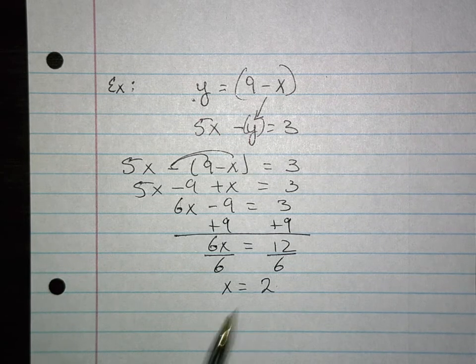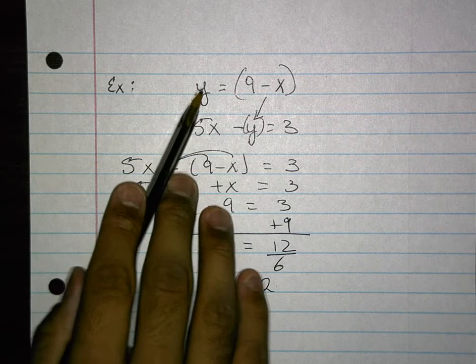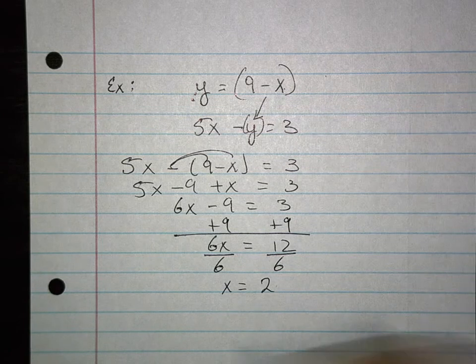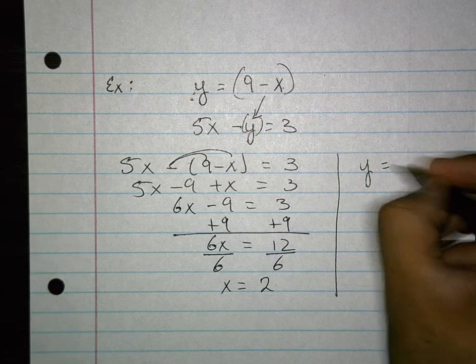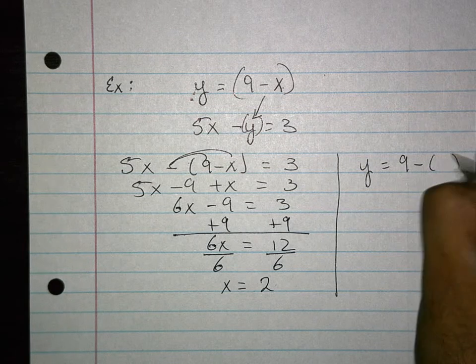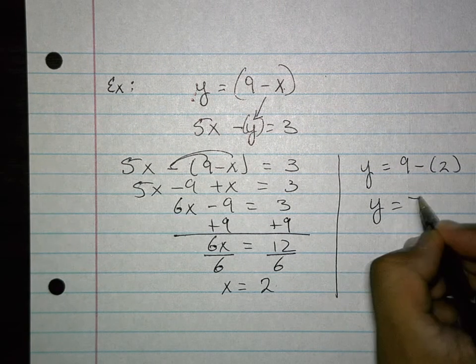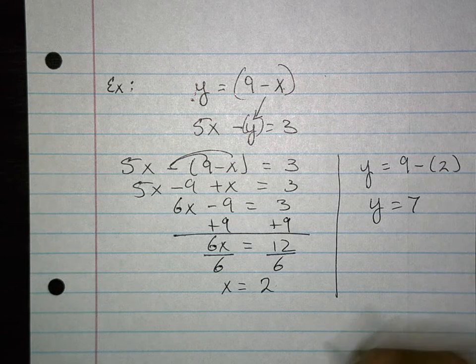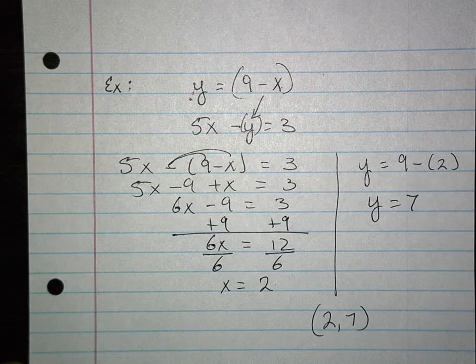Once I do that, now I've got to go back in and plug in for the other value, the y value. It doesn't matter which one you plug into. I'm going to go back to this one up here and plug it in right there. I'm going to say y equals 9 minus my 2, and then y equals 7. And remember, this is actually a coordinate point, so the actual answer is (2, 7).